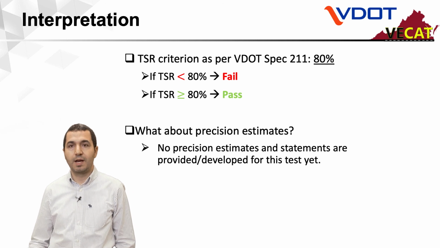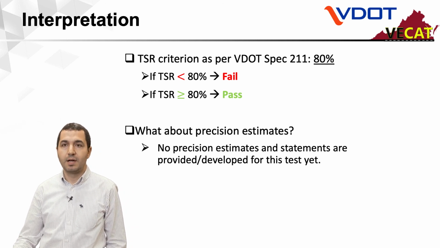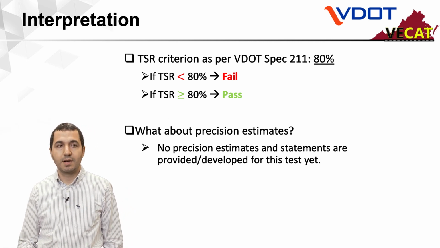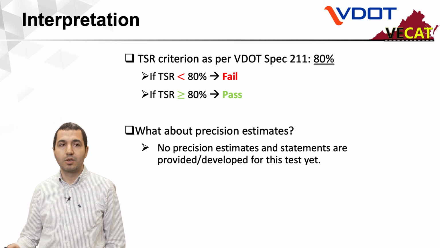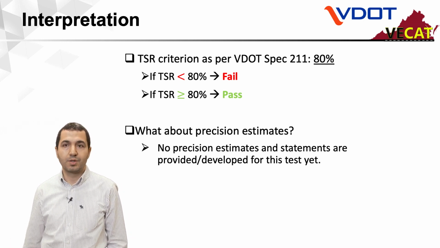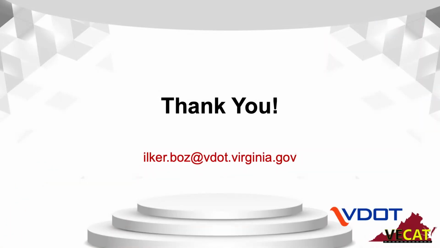If your TSR value is less than 80%, it means your mix is failing and susceptible to moisture damage. If your TSR is 80% or higher, you have a passing mix, which indicates that it will be moisture resistant in the field. There are no currently available precision estimates and statements for this test, and that would be it.